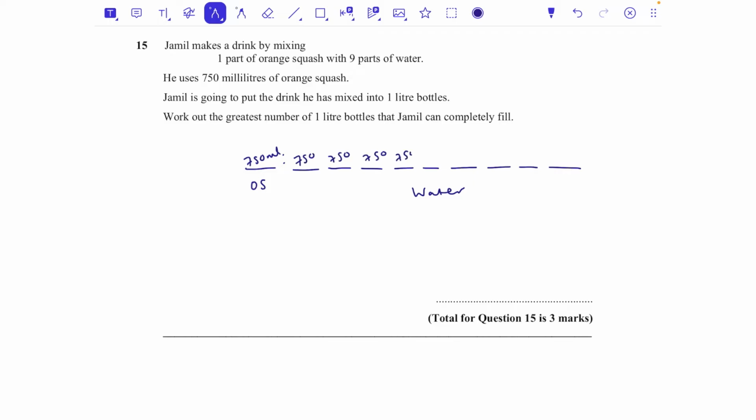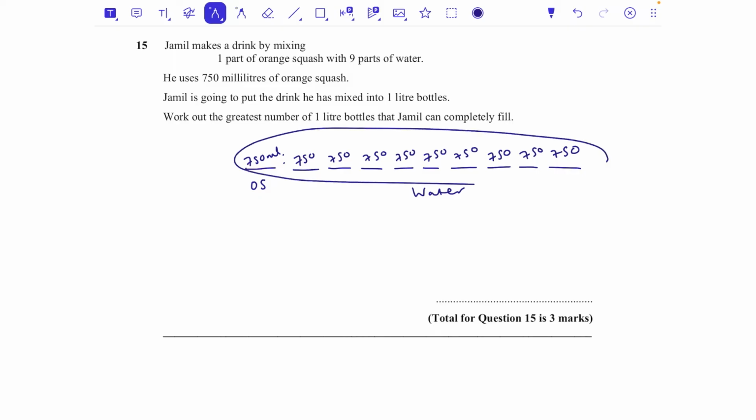Now, if he uses 750 ml of orange squash, we need to do 750 on each of these lines as well. Now in total, that needs to be 9 lots of 750 for how much water there would be, and 1 lot of 750, which is your squash. So you could do 9 lots of 750 and add it on, but the easiest thing to do here is know that in total, with the orange squash and the water, I'm doing 10 lots of 750. And 750 times 10 is 7,500 millilitres. So that's how much he's going to have.